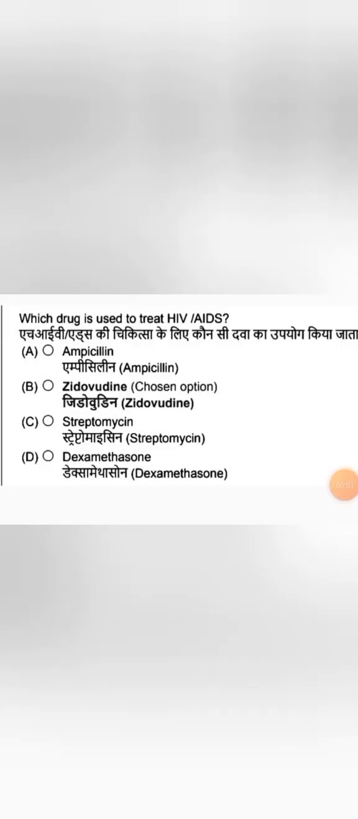And the next question, which drug is used to treat HIV or AIDS? Options: option A, ampicillin; option B, zidovudine; option C, streptomycin; option D, dexamethasone. The drug which is used to treat HIV or AIDS is option B, zidovudine, the correct answer. Zidovudine is the drug of choice for HIV or AIDS.